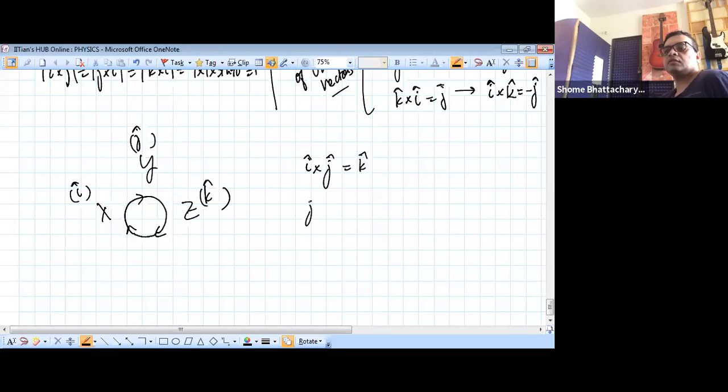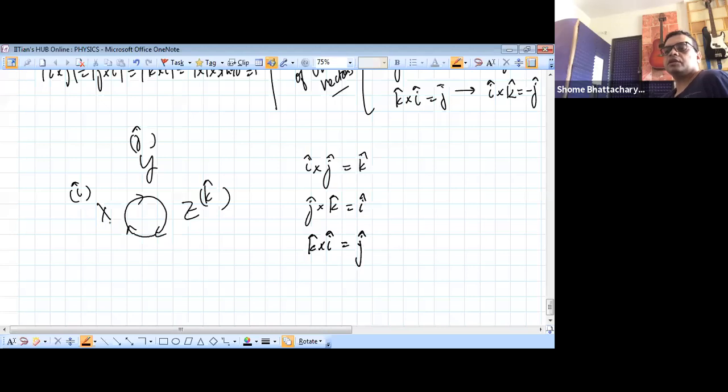J cross K. So you are again going like this. So every time you are going clockwise, you get a positive sign. So I cross J, you get plus K. J cross K, you will get plus I, and K cross I, again, you are going clockwise along the circle, so you will get plus J.